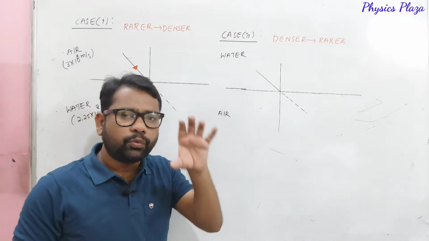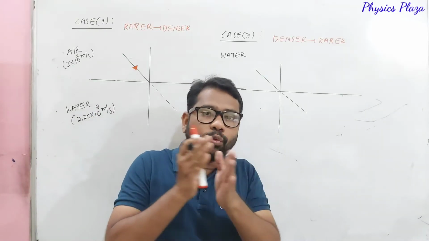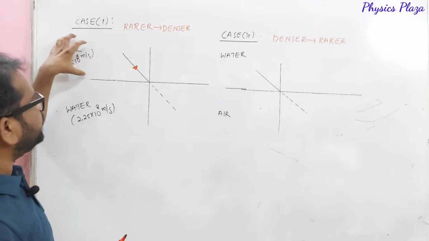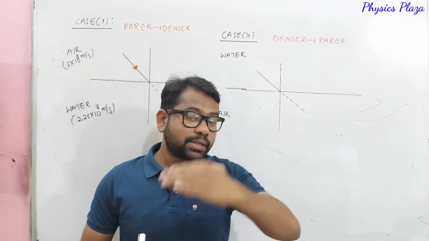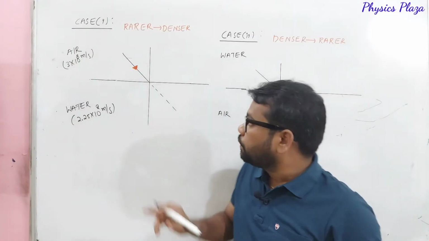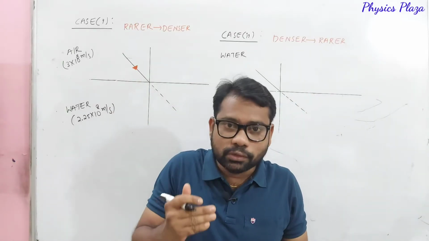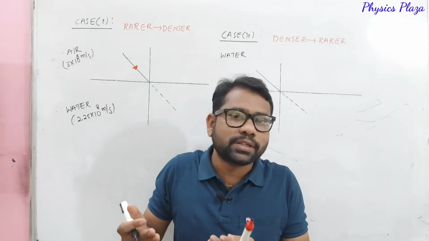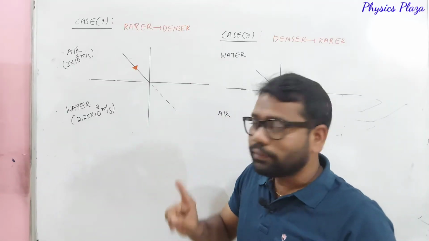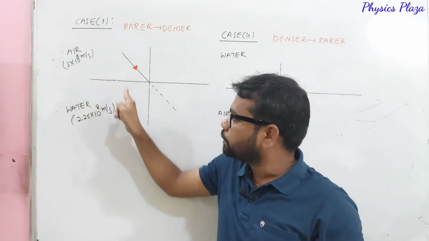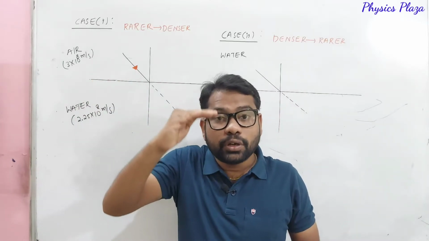So this is a case where light is moving from air to water, that is rarer to denser. Children, we know that in air, that is in a rarer medium, light is traveling faster. But when it enters into the denser medium, what happens? Does it slow down or speed up? Whenever light moves from air to water, that is rarer to denser medium, the light slows down.